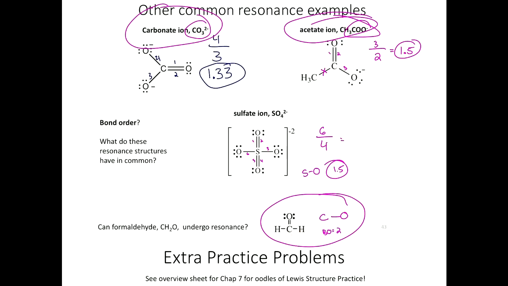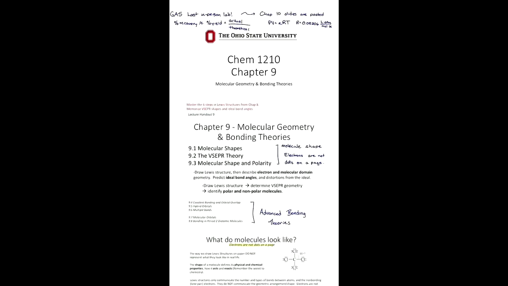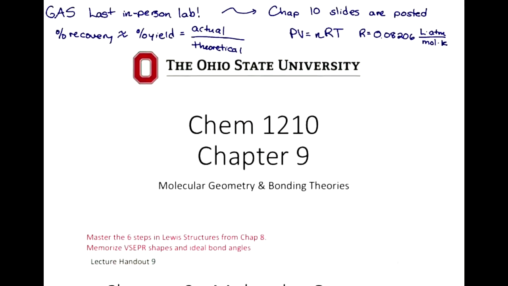Right? And so that's the end of chapter 8. We're going to talk about resonance a little bit more in chapter 9, and we'll talk about the third way we calculate bond order. All right, so on to chapter 9.